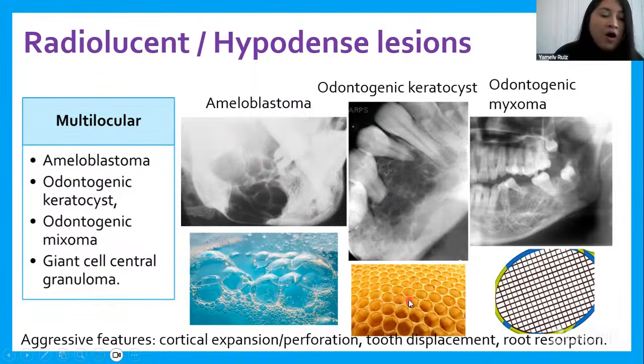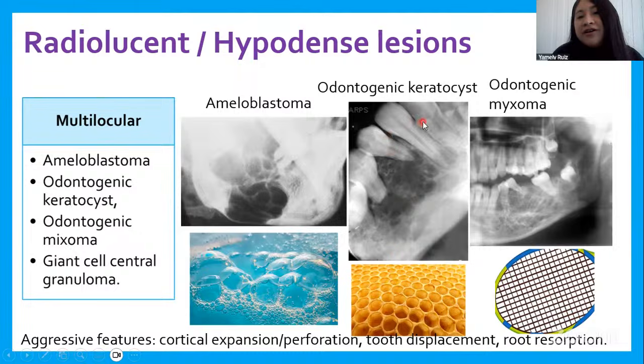We have the pattern of honeycomb. The honeycomb pattern, it's more likely to think it is an odontogenic keratocyst. And that means that in the subbubble the locules are big, and in the honeycomb they are medium locules. In contrast with the tennis racket pattern, it's more consistent with odontogenic myxoma, and that means that the locules are very, very small.